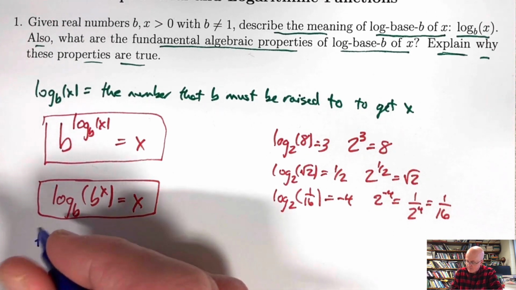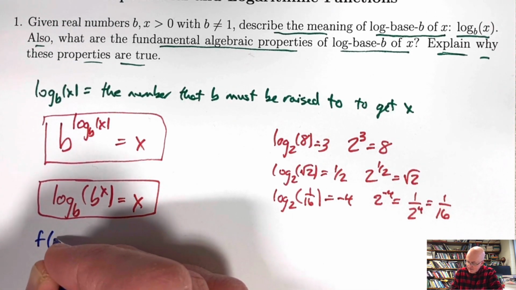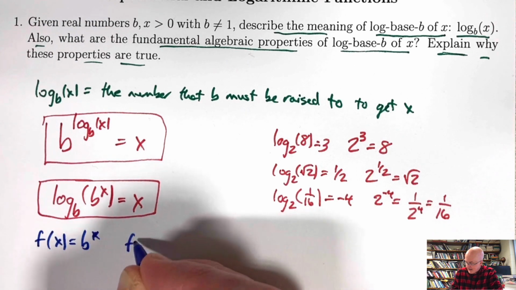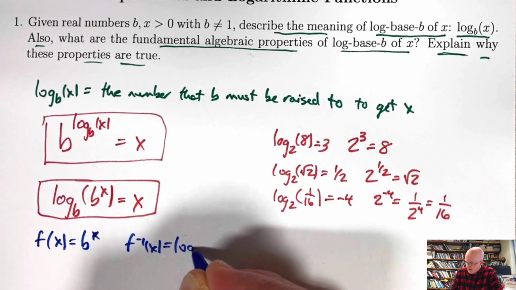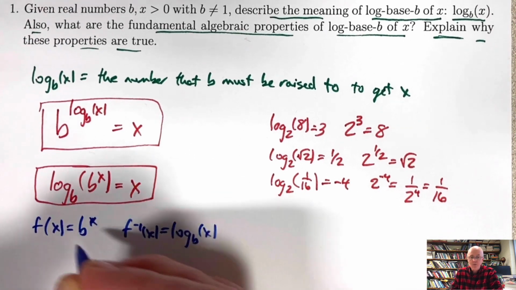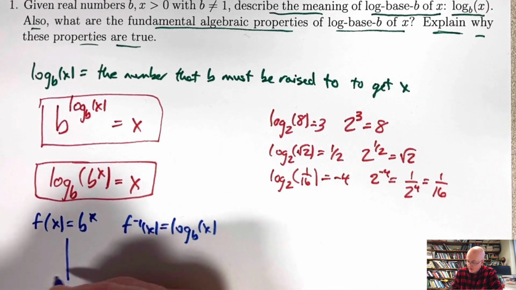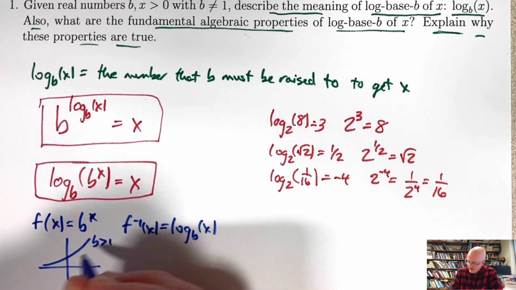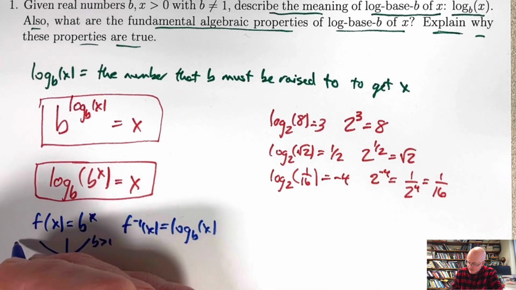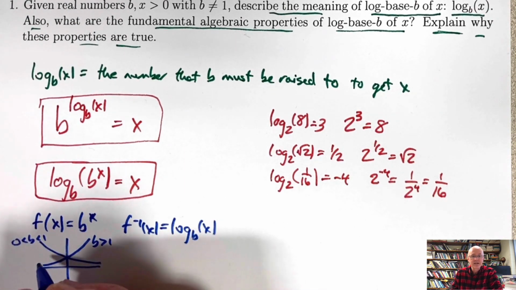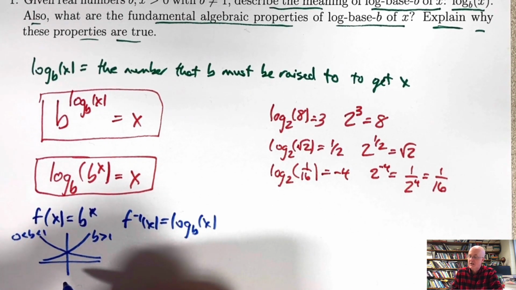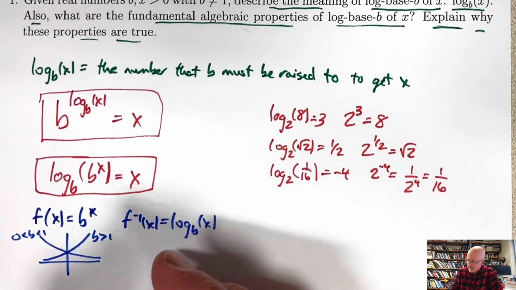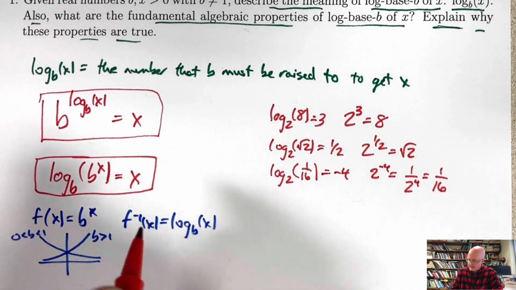In the situation where b is positive and not equal to 1, if f of x is b to the x, then its inverse function, f inverse of x, will be log base b of x. Will f have an inverse? Will it be a one-to-one function? Well, if b is bigger than 1, it's exponential growth. If b is between 0 and 1, it's exponential decay. In both of those cases, this graph passes the horizontal line test. No horizontal line goes through it more than once. It is a one-to-one function. It's got an inverse function, and that inverse function would be log base b of x.